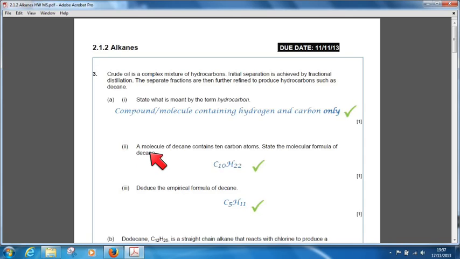Part 2 of the same question. A molecule of decane contains 10 carbon atoms. State the molecular formula of decane. Deca is for 10. Again, very simple. Using CnH2n+2, n here will be 10. 2n is 20, plus 2 is 22, which will give you the molecular formula of decane, C10H22.